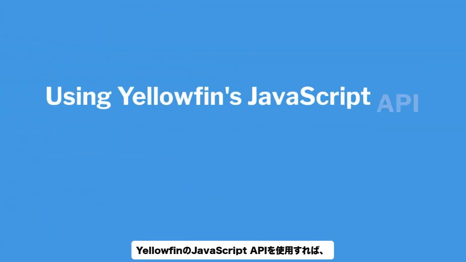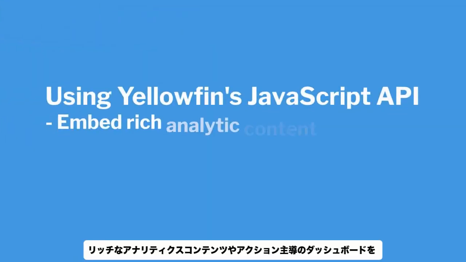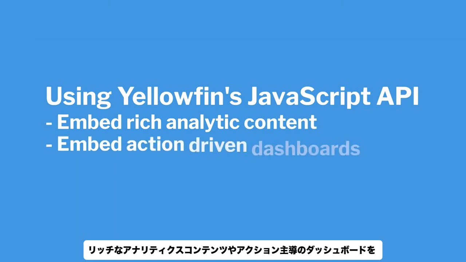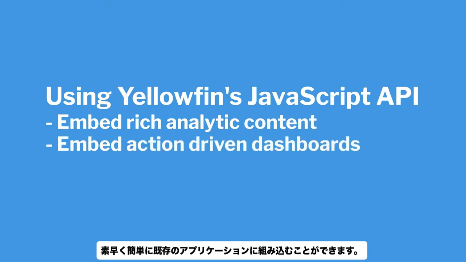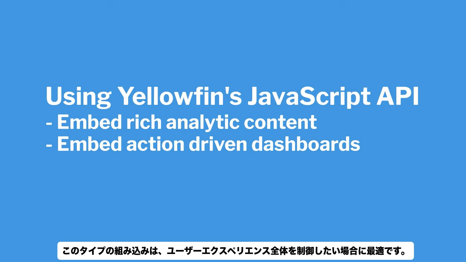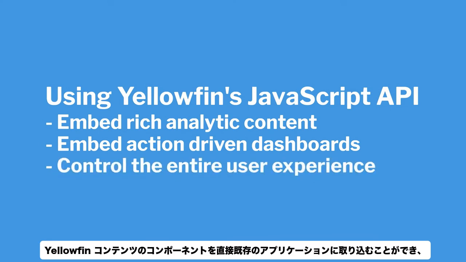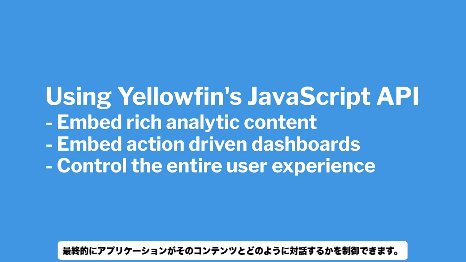Using Yellowfin's JavaScript API, you can quickly and easily embed rich analytic content and action-driven dashboards into your application. This type of embedding is ideal when you want to control the entire user experience. You can bring Yellowfin content components directly into your application and finely control how your application interacts with that content.